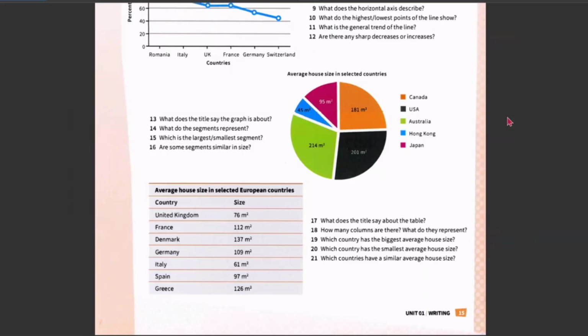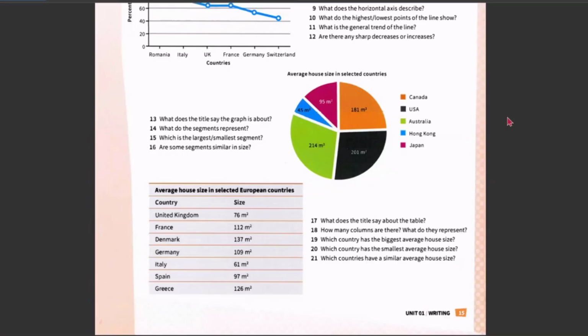So yes, how many columns are there and what do they represent? There are 2 columns, and the left one represents the countries, and the right column represents the size of the house in those countries. So for this, you don't have to say or write left or right. You can just say the columns represent the name of the countries and the average house size of each of the country. So you can just give it like that, okay?